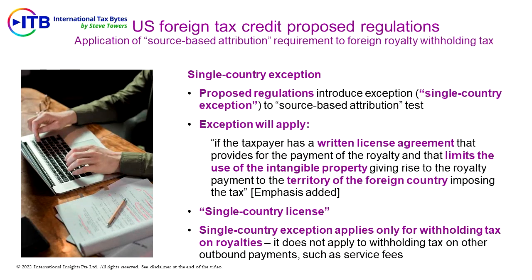The proposed regulations introduce an exception called the single country exception to the source-based attribution test. The exception will apply if the taxpayer has a written license agreement that provides for the payment of the royalty and that limits the use of the intangible property giving rise to the royalty payment to the territory of the foreign country imposing the tax. Such a license is called a single country license.